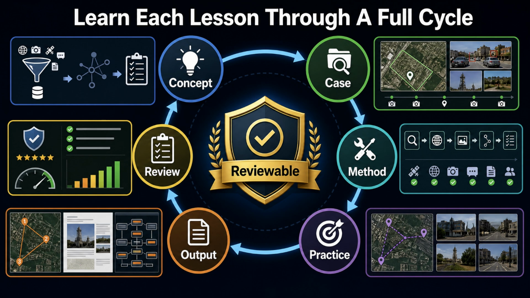A concept tells you what problem we are solving. A case makes it real. A method gives you steps. Practice forces your hands to try it. The output leaves a trace. Sometimes the output is a source rating table. Sometimes it is a timeline, a verification note, a risk matrix, or a short conclusion. The format changes, but the standard stays the same. Can we review it later?